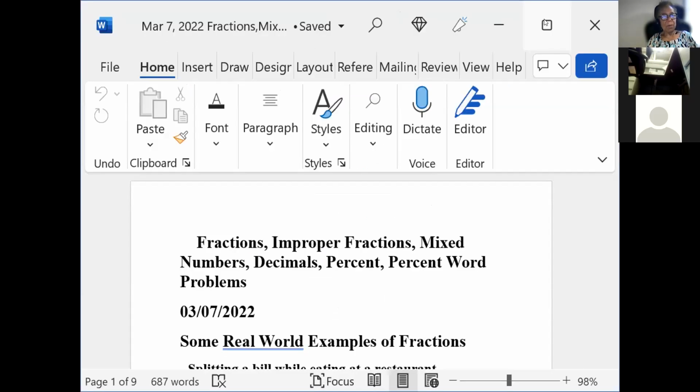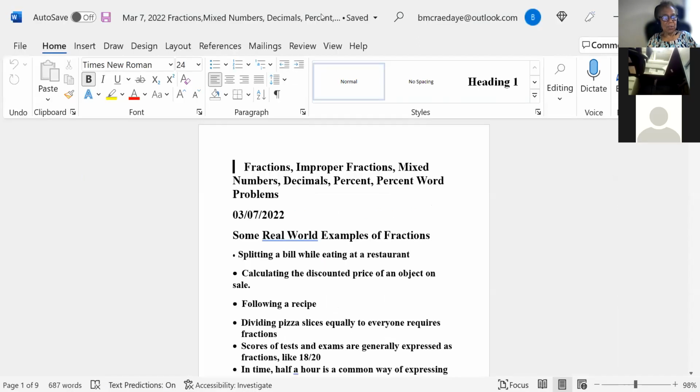Now, we use fractions in the real world. People don't think of it that way, but we do. And I put some examples here. Splitting a bill while eating at a restaurant. Maureen, how do you use fractions for splitting a bill? Half and half. Well, if I was splitting the bill and it's 2 people, it'd be half and half. That's right. If it's 2 people, you would split it in half.